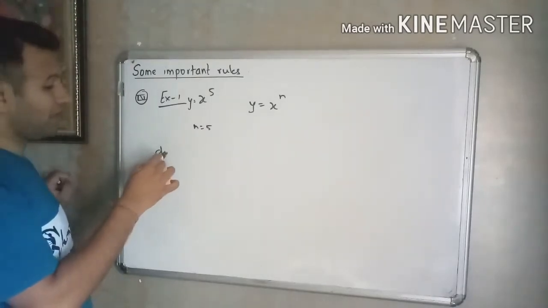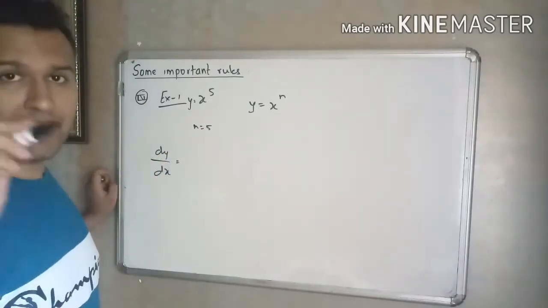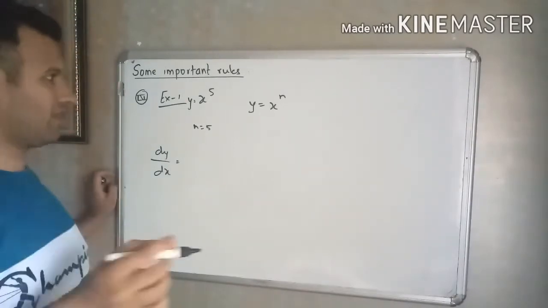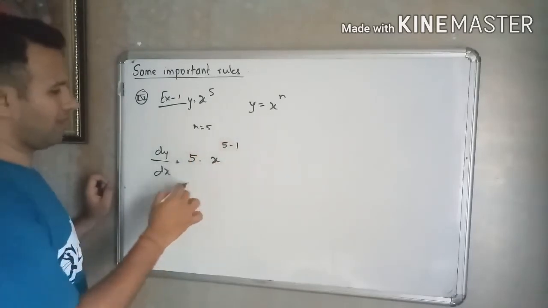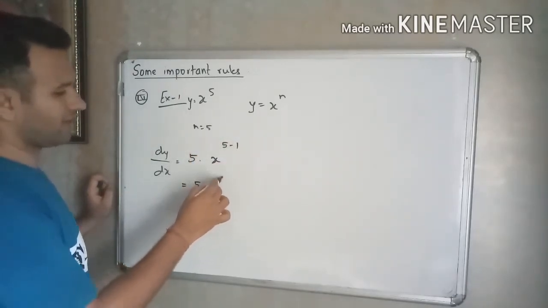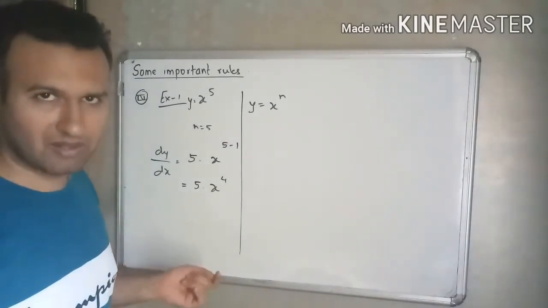So its derivative will be, you just have to use that formula. What was that formula? n into x raised to n minus 1. That is 5x raised to 4. That's all. Okay, that's also simple. This is called the power rule, right?